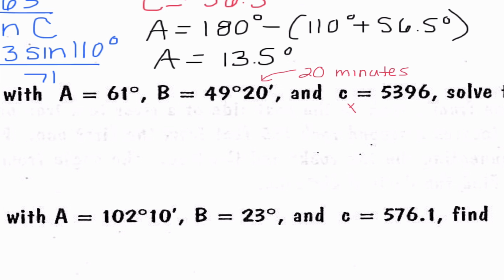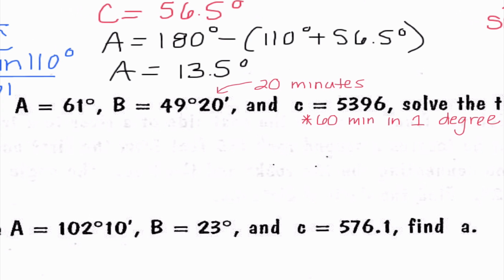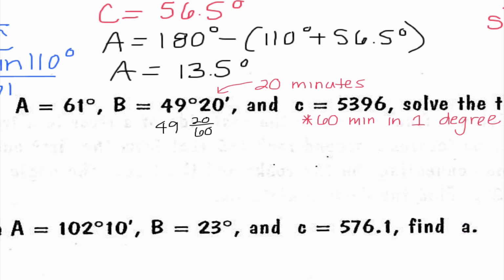And basically what we need to remember is that there are 60 minutes in 1 degree. So if we wanted to approximate what this would be, I'm going to do 49 and 20 divided by 60, because that's going to give us what fraction of a degree we actually have here. And I end up getting 49.3 degrees. Okay, I'm rounding to the nearest tenth because that's what it told us to do.